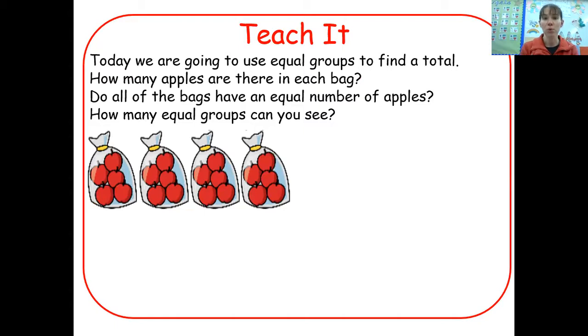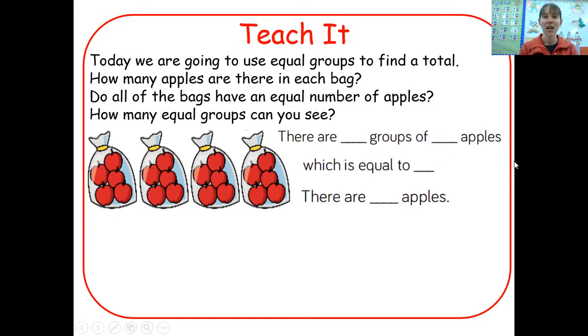So how many apples are there in each bag? Well done, you're right, there are 5. Do all of the bags have an equal number of apples? Look carefully, make sure you check. Yes, they do, you're right, well done. How many equal groups can you see? Well done, there are 4. 1, 2, 3, 4. Brilliant, well done.